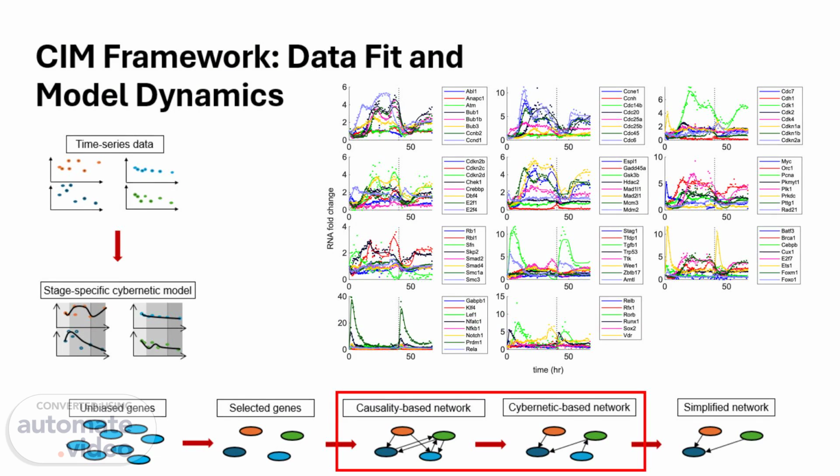The multiple plots show the time series data, dots, alongside the stage-specific cybernetic model fits, lines. You can see how accurately our model tracks the changes in RNA fold expression for various genes across different time points, reinforcing its predictive capability.